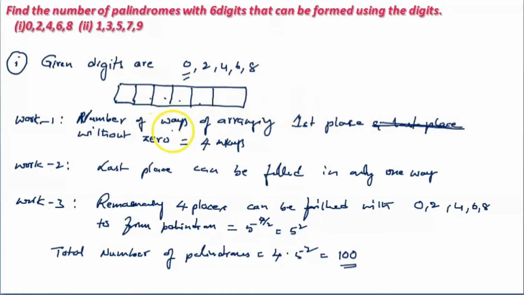So work 1 is the number of ways of arranging the first place without 0. That is 4 ways. 2, 4, 6, 8 can be placed in the first place in 4 ways. The last place can be filled with the same digit that we used in the first place. It can be done in one way. Then the remaining ways of forming a palindrome is 5 square. Total number of permutations is this. So is it clear? Right.